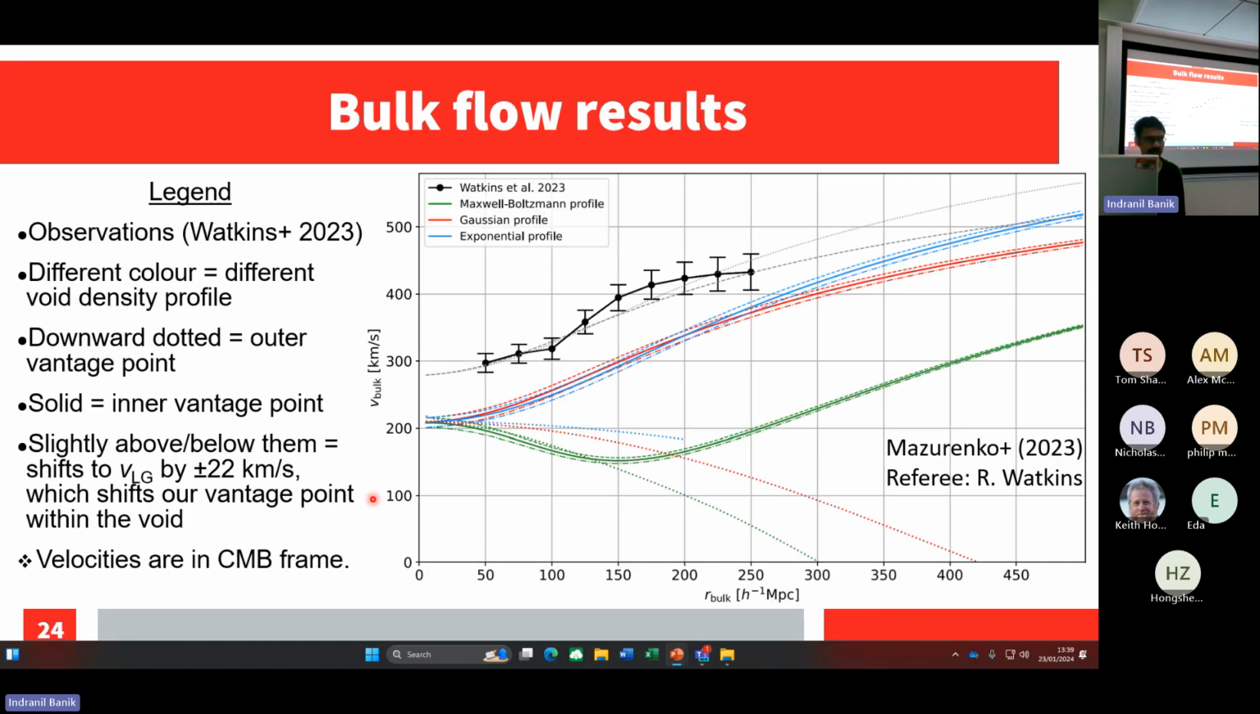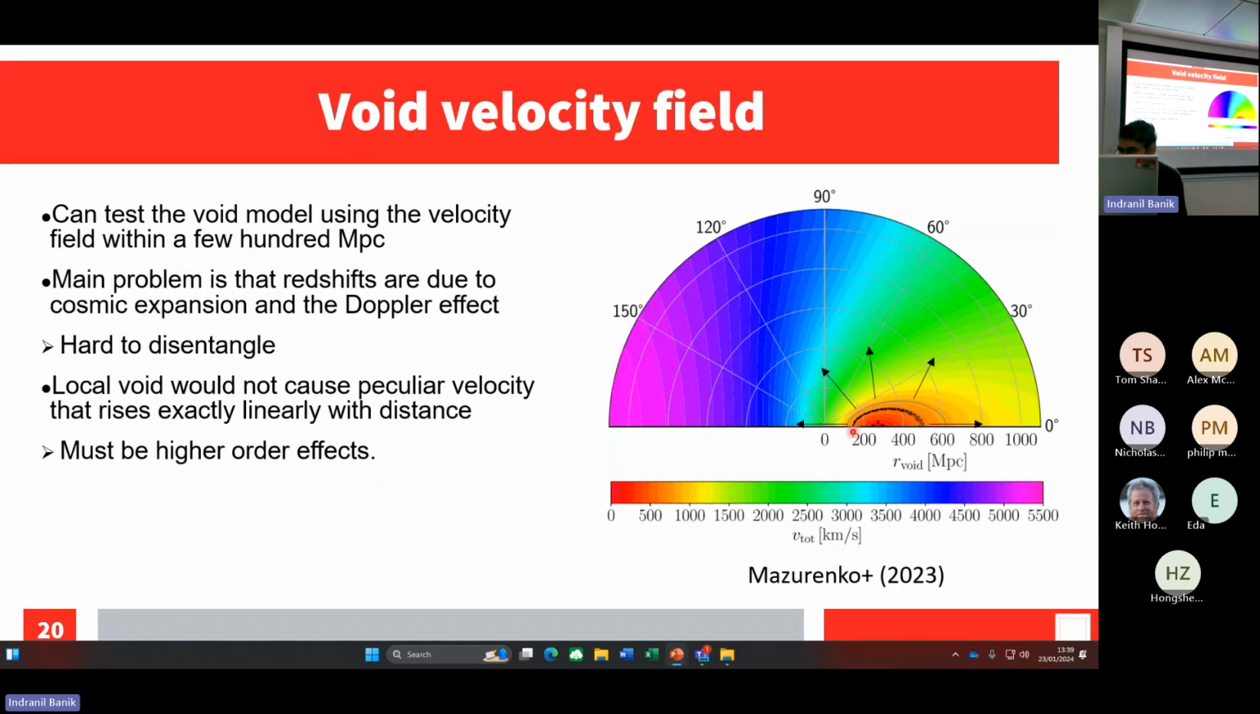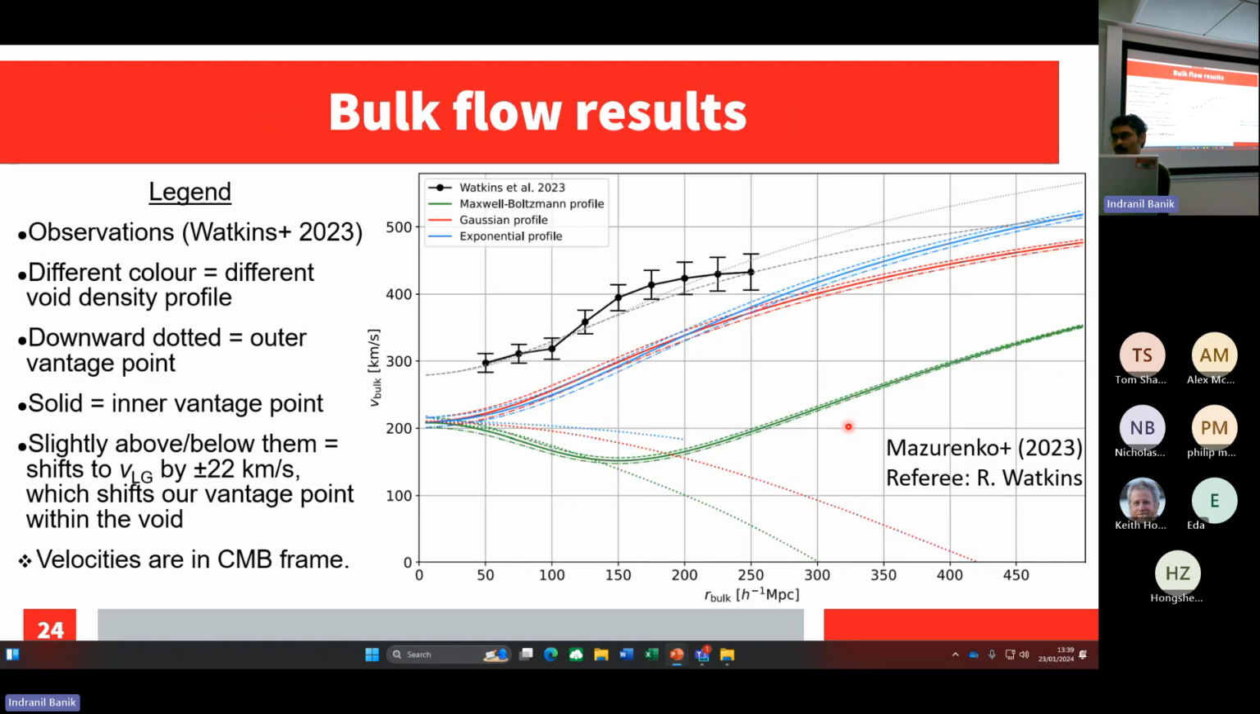So what about our model for the bulk flows? We considered 3 different void density profiles, and we also considered 2 different locations for ourselves in the context of each model. If I just go back quickly, we considered that we're either here or here, because we have to be on this black contour in order to have a velocity consistent with the local group peculiar velocity. For simplicity, we consider the points on the x-axis, meaning there are two possible locations. So all 6 combinations of void density profile and observer location are shown.